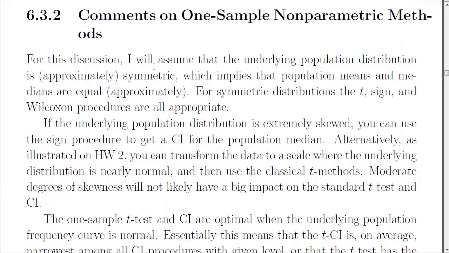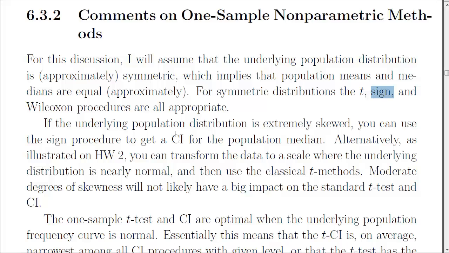Now, some comments on using nonparametric methods. When we have symmetric distributions, the means and medians are approximately equal, and in those cases we can use the T-test, the sign test, or the Wilcox procedures for tests and confidence intervals. Now, when we don't have that situation, say we've got extremely skewed data, then the sampling distribution of the mean is unlikely to be normal. We don't have symmetric distributions for the Wilcox test, and so the sign test is going to be the one that we'll be able to use.